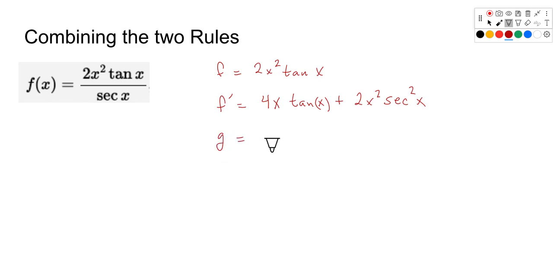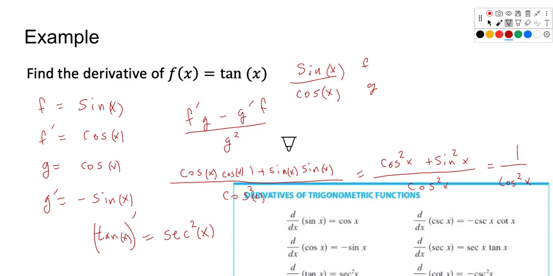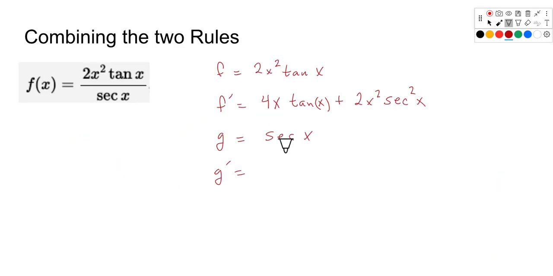G of x is just going to be secant x. And then we're going to take its derivative. I'm going to cheat a little bit because I don't remember what it is. The derivative of secant is secant x tangent x, because I don't want to make it up. So I just use this fact. When I go to trig, that's what I'm just going to remember.